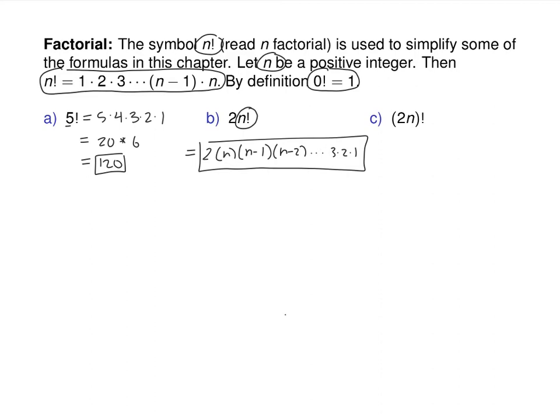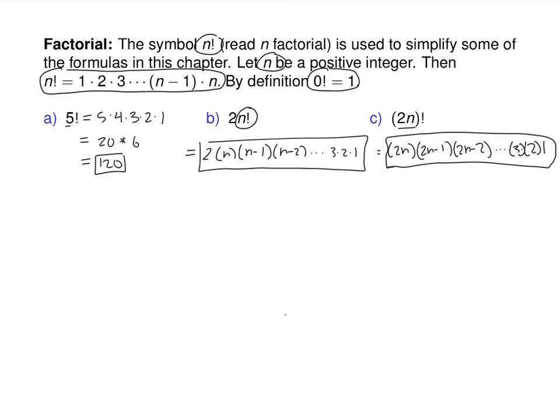Now 2n, the quantity factorial, would begin at 2n. 1 less than 2n is 2n minus 1. And then 2n minus 2, all the way down to 3, 2, 1. So this part C is quite a bit larger than part B.